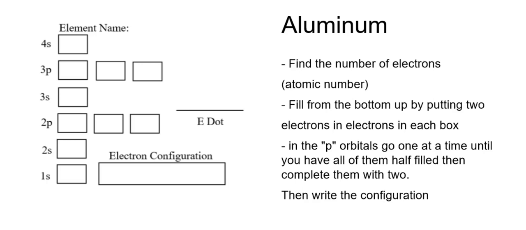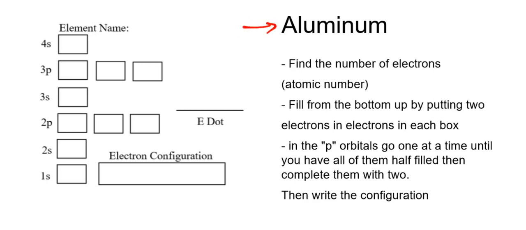So first thing, you'll need your periodic tables. Go ahead and take those out. If you don't have yours, you can look at the one on the wall, but it is a little bit tricky to look on that one. Now that you have those out, we are going to do this process for aluminum.